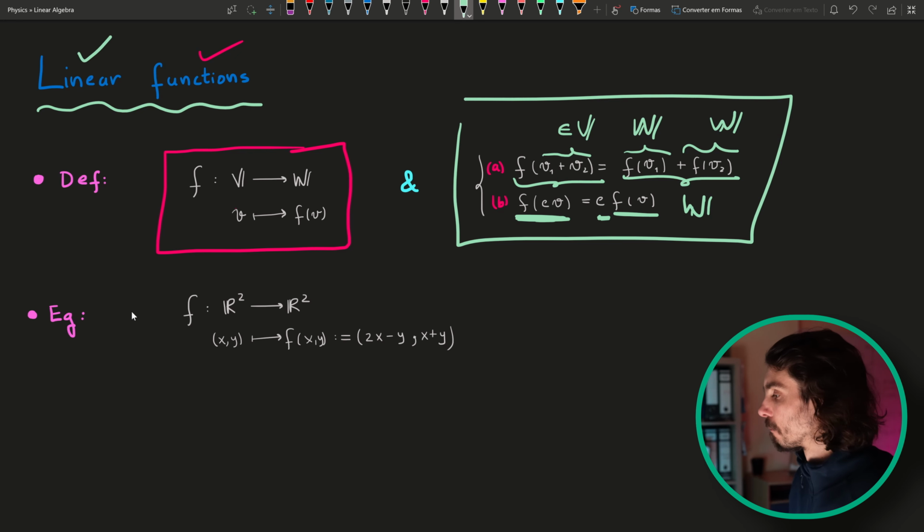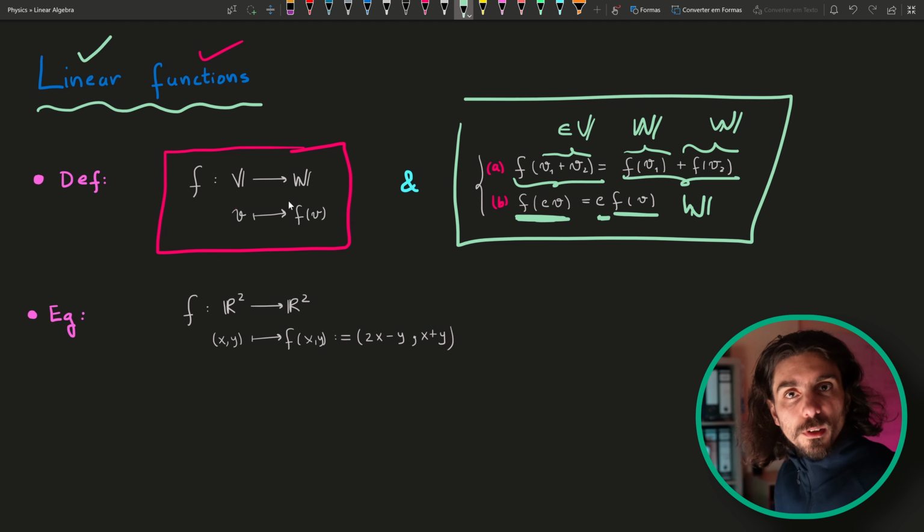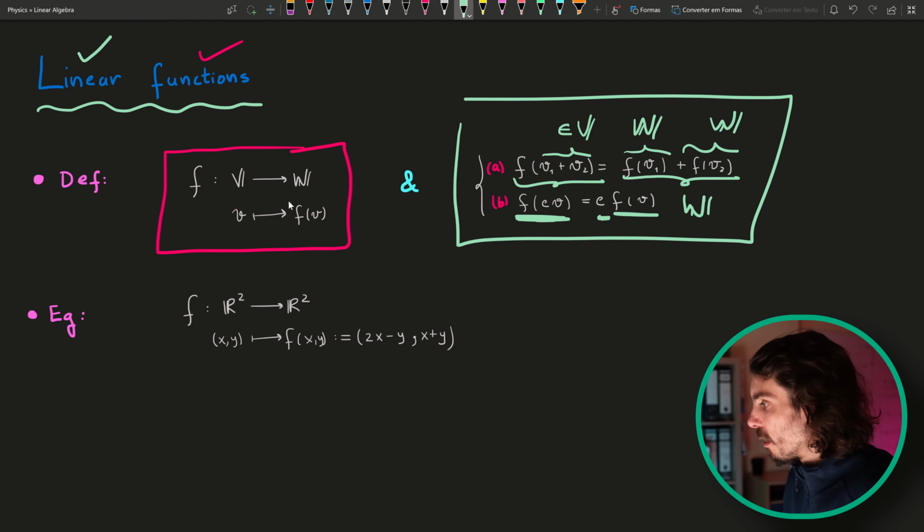Linear functions. So this is generic. This is just a definition of the idea. So we are stating what we want. Downstairs, I give you an example.